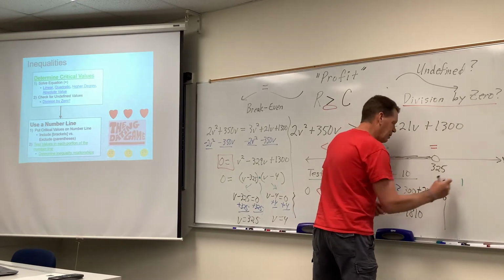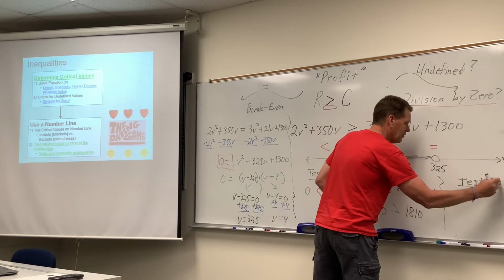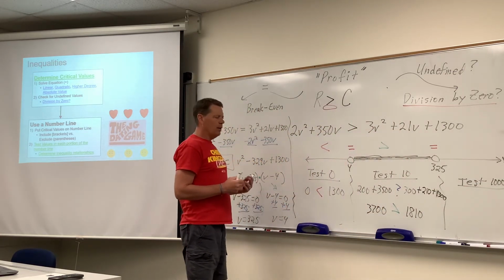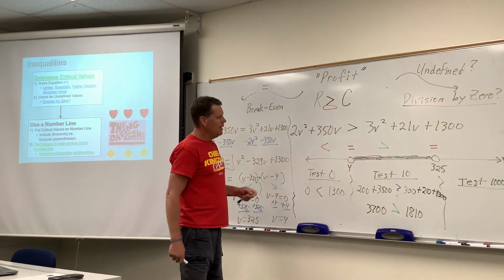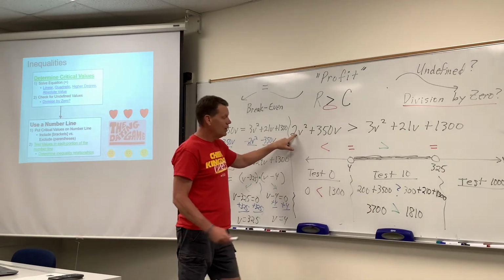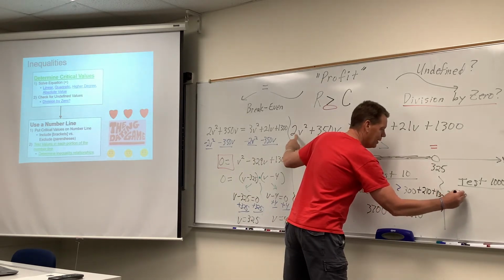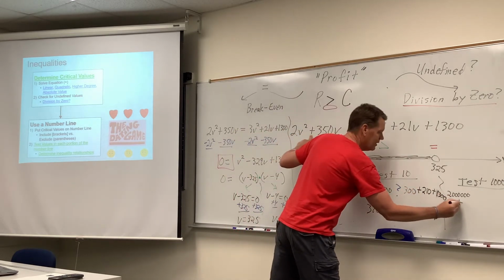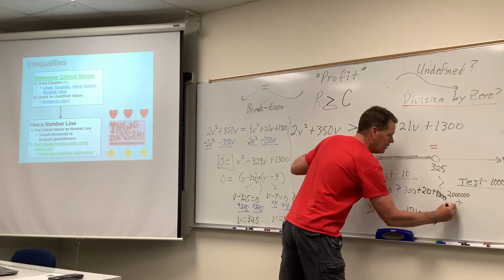Let's test a number bigger than 325. You can do whatever you want. I'm going to test 1,000, which again would be the idea: what's our revenue and our cost if we sell 1,000 vehicles? Okay, so 1,000 squared is 1,000,000, and 1,000,000 times 2 is 2,000,000. I can already tell I'm going to be out of room over here, and I'm hitting the edge of the board, I'm sorry. Plus, 350 times 1,000, that's 350,000.